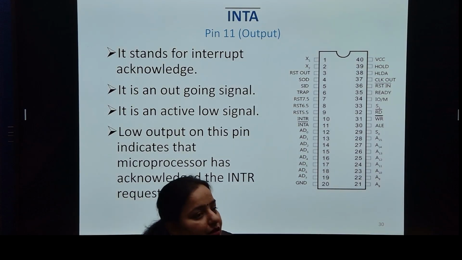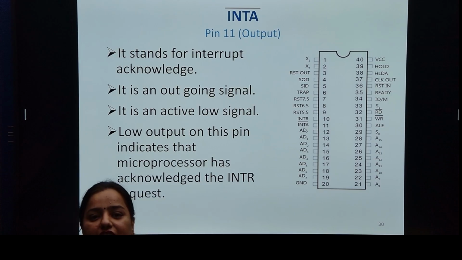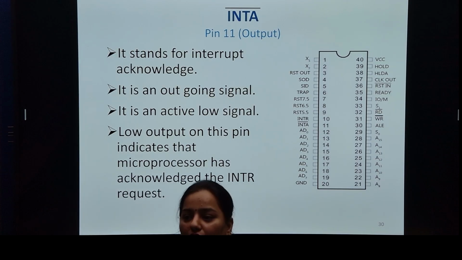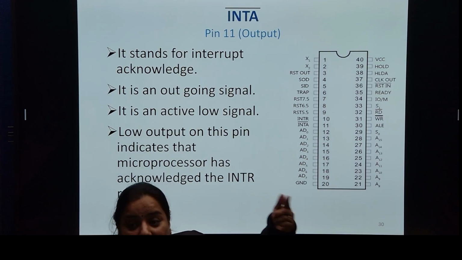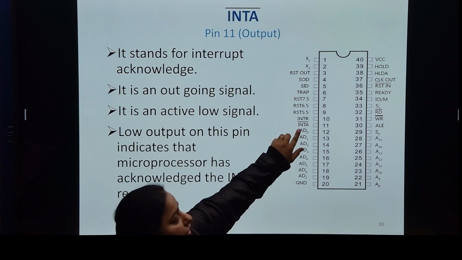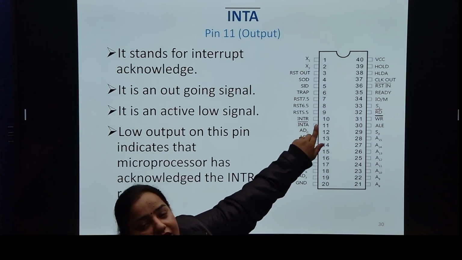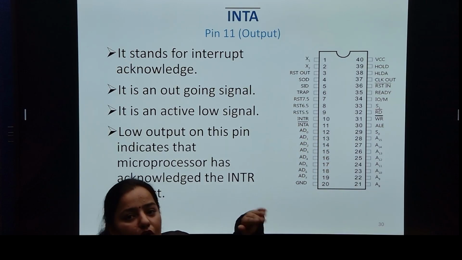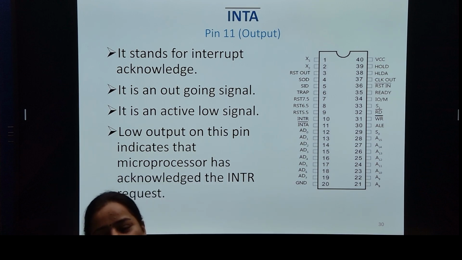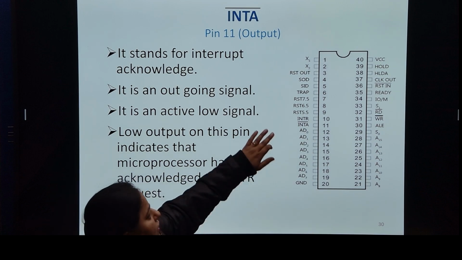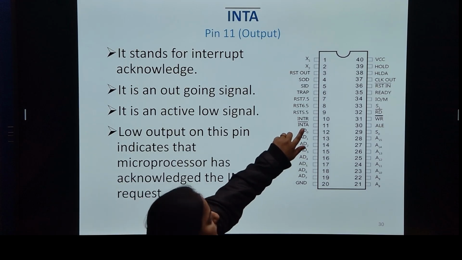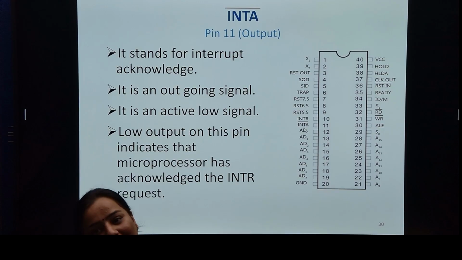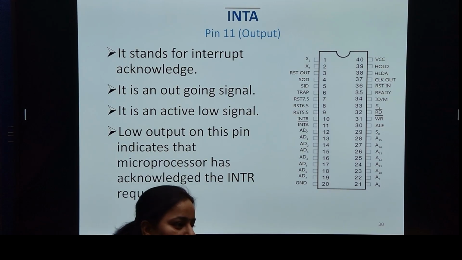What happens whenever the microprocessor is handling the interrupt? The microprocessor will send an acknowledgement signal to that particular device. So that particular device will get the acknowledgement through pin number 11, that is your INTA, interrupt acknowledge signal. And here is a complement, which means an active low signal. So whenever there is a complement signal, we have to provide 0 for activation. So INTA means interrupt acknowledgement signal, and it is provided to the peripheral device whenever the microprocessor is handling any interrupt.